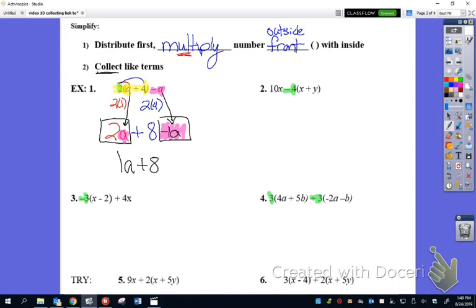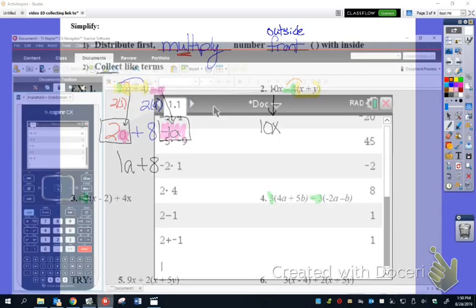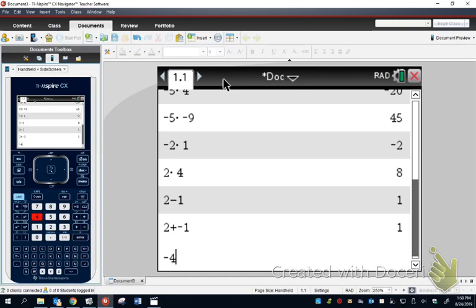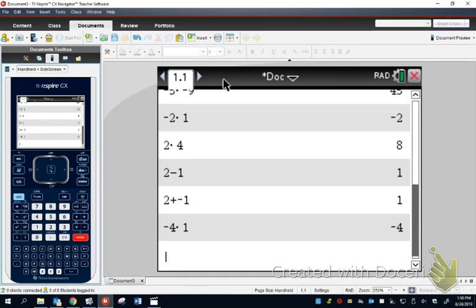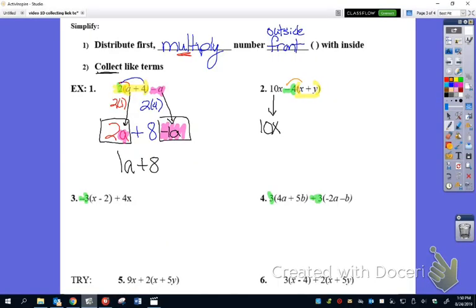Let's try number 2. Now, look at the parentheses. My parentheses are here. 10x is not in the parentheses, so you're going to drop it. 10x drops. Now, I'm going to multiply negative 4 times 1. I'm going to do it a little bit faster this time. Negative 4 parentheses 1 equals. See how you get a negative 4? So you're going to put negative 4, and see how that variable x, you bring that x down.